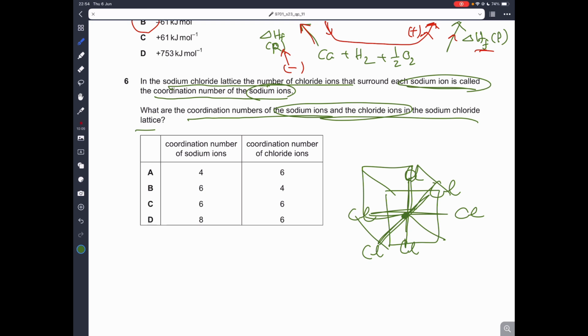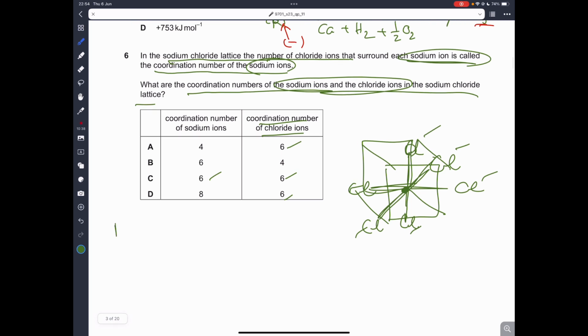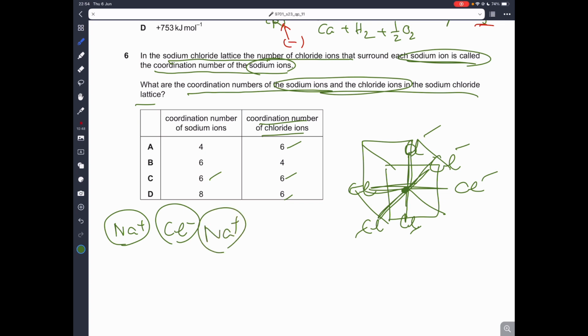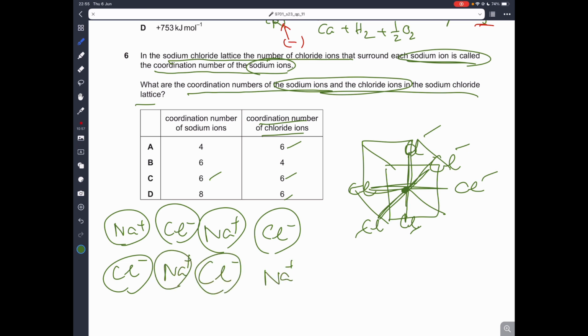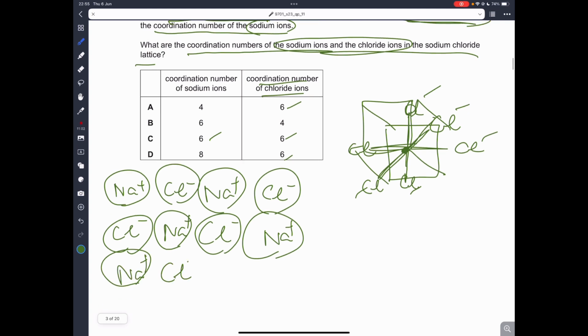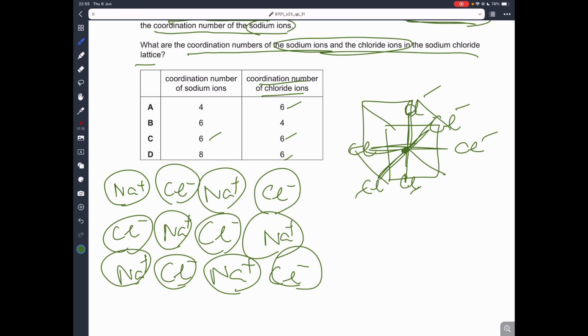So how many chlorine atoms are there? 1, 2, 3, 4, 5, 6. So there are 6 chloride ions surrounding a sodium ion. So the coordination number of sodium ions is going to be 6. Right? But how many sodium ions are there around each chloride ion? So it's going to be 6 as well. Because if you try to draw this in this lattice structure, for example, this one, you can see that each sodium ion has actually 2 more chlorine ions.